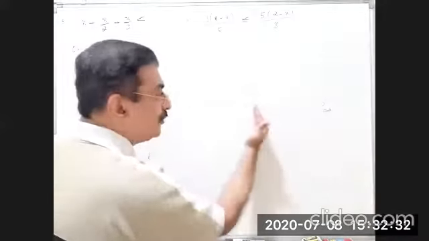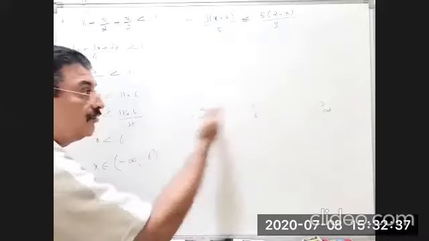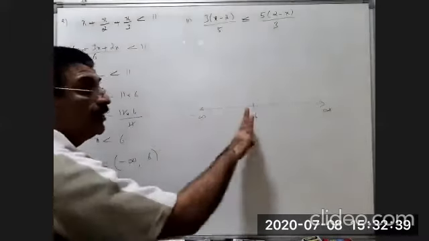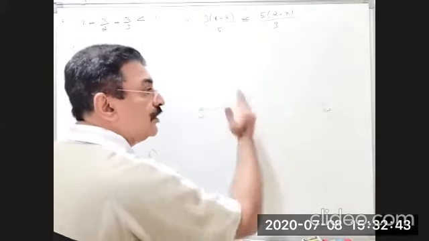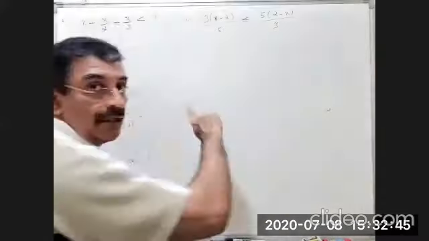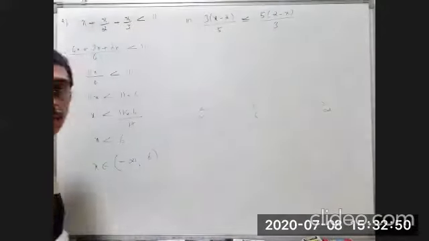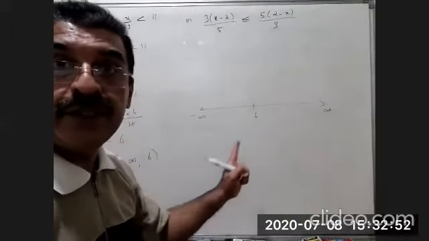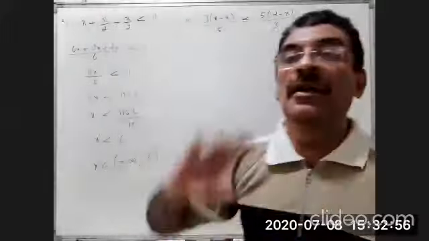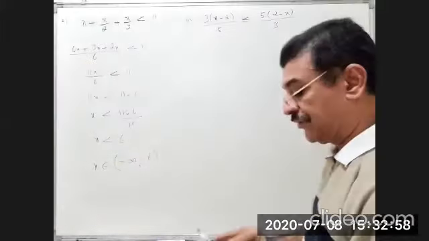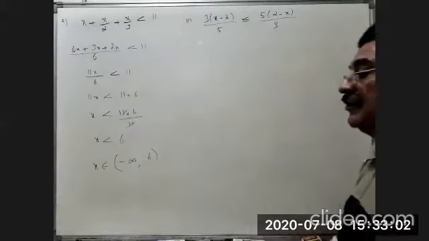Less than 6 means if you are taking towards left, it starts from minus infinity. Whereas more than 6 means starting from 6, it goes to plus infinity. So 6 to infinity, minus infinity to 6. So we have to take minus infinity and plus infinity. Minus infinity means the extreme left. Extreme right is plus infinity.